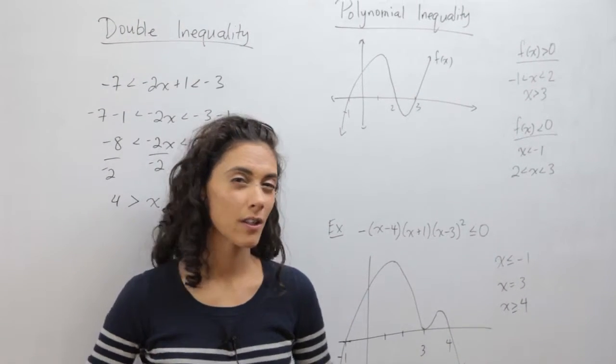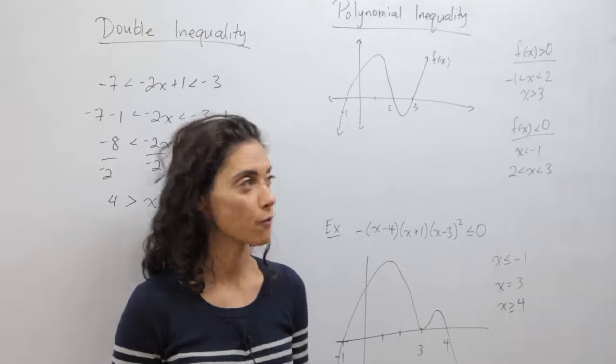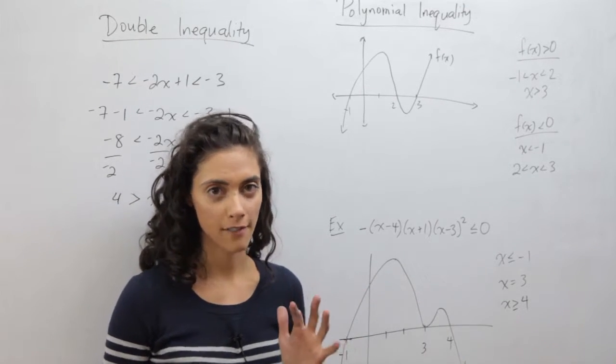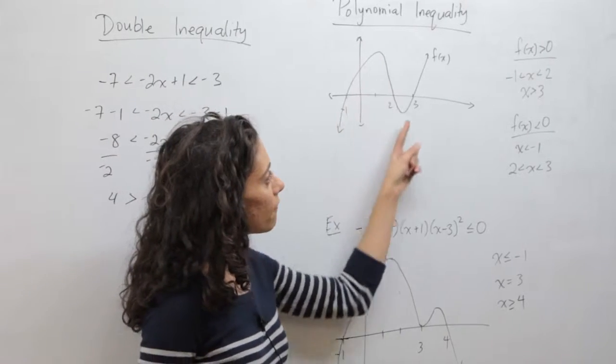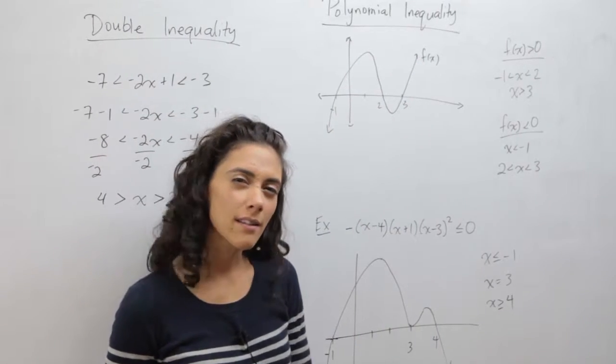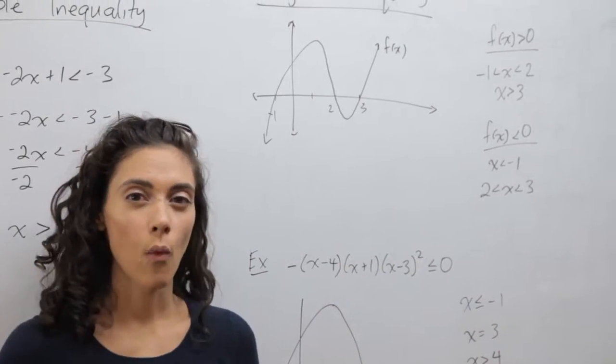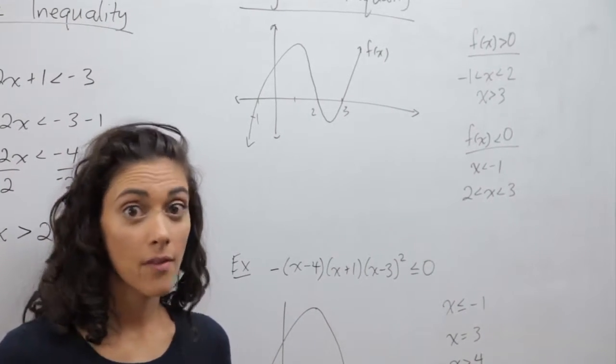So for polynomial inequalities, unfortunately, it's not so straightforward. The easiest way to deal with a polynomial inequality is to think of it graphically. So say this is some function f of x, and I ask you, when is f of x greater than 0? That's another way of saying, when are your y values greater than 0? When is the graph in the positives?